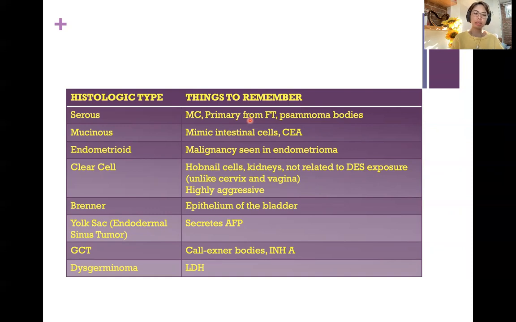Brenner, as I said, epithelium of the bladder. Yolk sac tumor, or the endodermal sinus tumor, secretes alpha-fetoprotein. So you'll just have to remember yolk sac AFP, endodermal sinus tumor, AFP.